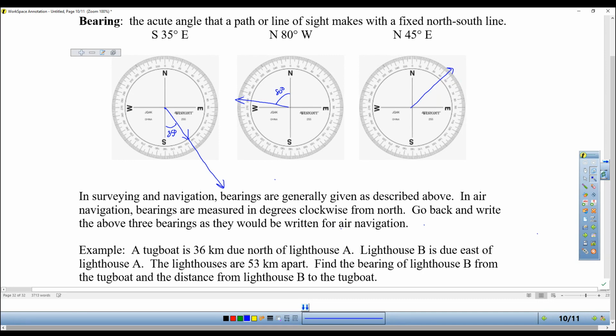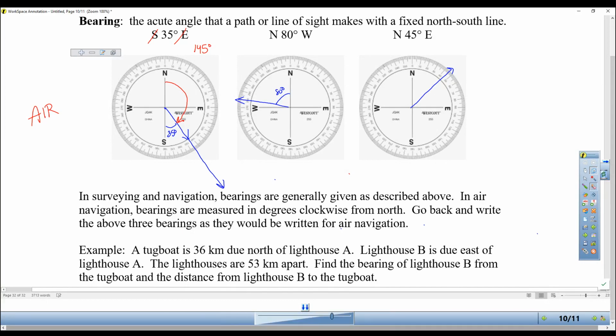All right. Now, interestingly, that's how ships do it, and most surveying and navigation. But for some reason, pilots in air navigation do it differently. They always measure from north and move clockwise. So for air navigation, they would always start at north and do this angle instead. So instead of giving any kind of directions like that, they would just say 145 degrees. I'm bearing 145 degrees. And it would be understood that they were starting at north and moving clockwise.